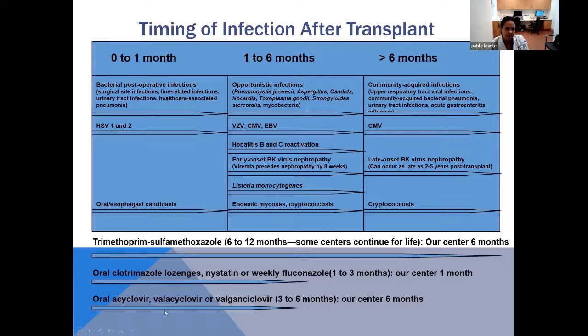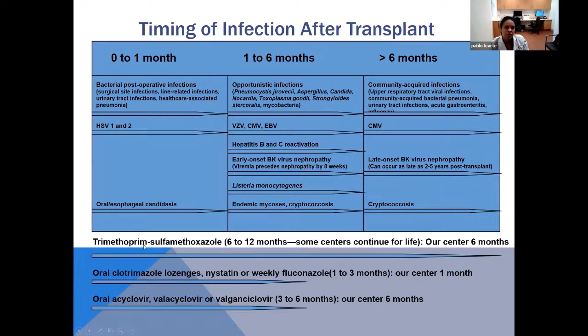So these are the medications that we use for infectious prophylaxis. Bactrim is used for PCP prophylaxis. That's the first one that we prefer. We usually use it for 6 months. In some centers, they use it for a year. If a patient has a history of HIV, they stay on that for life.